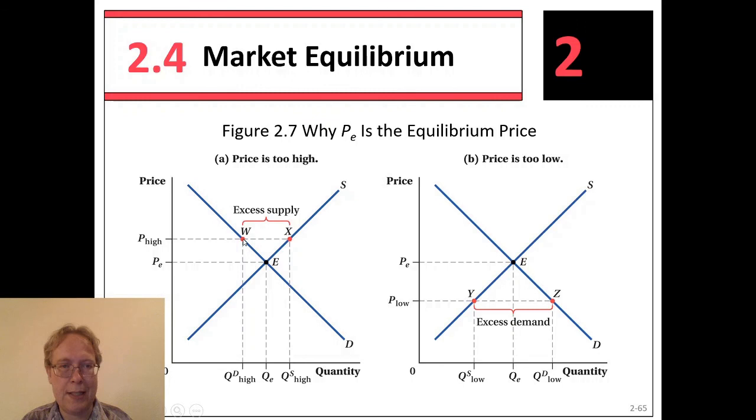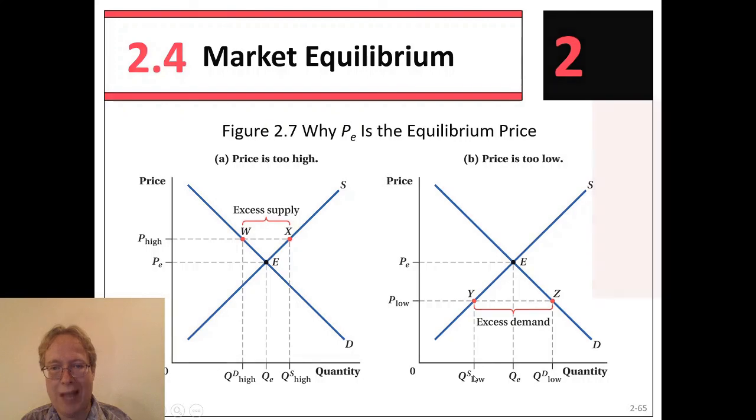So what is going on in this market? Well, supply is higher than demand, and the difference between the two is the difference between QS high and QD high. That is my excess supply. If price is low, the opposite is true. Now my demand is higher than my supply, which means that I have an excess demand, right? QD low minus QS low.